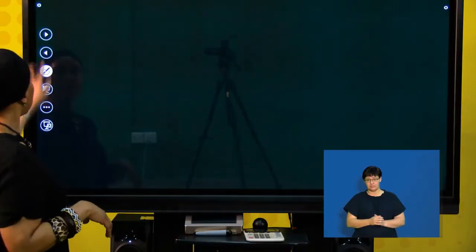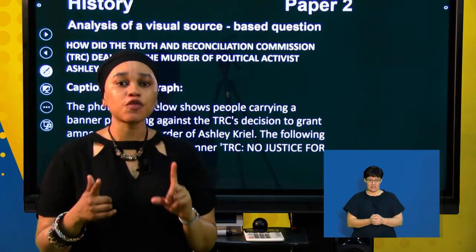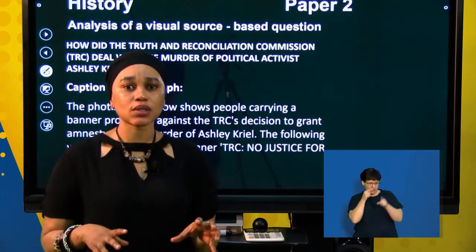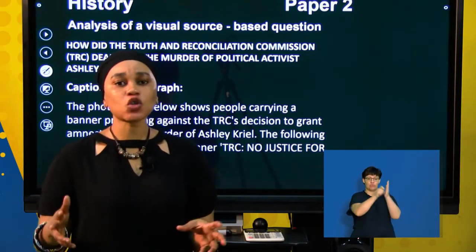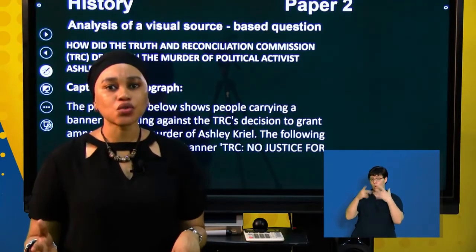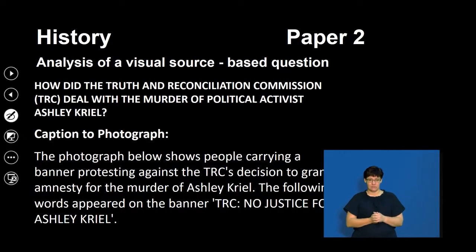Okay. Let's carry on. Now, we are looking at a different skill, which is the analysis of a visual source. You already know that in an exam situation, you will get different types of sources. And it is very important for you to know how to deal with the different types of sources. Sometimes you will have textual sources, or you can have visual sources. And visual sources can be a photograph or a cartoon. It's very important for you to know how to analyze those. Okay, so we are using an example of the TRC. How did the Truth and Reconciliation Commission, TRC, deal with the murder of political activist Ashley Krill?